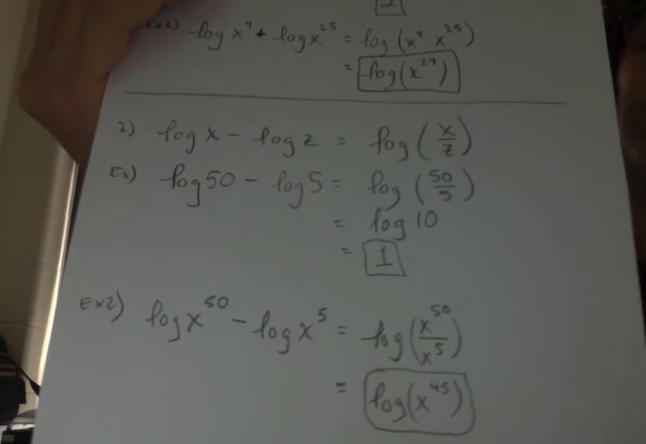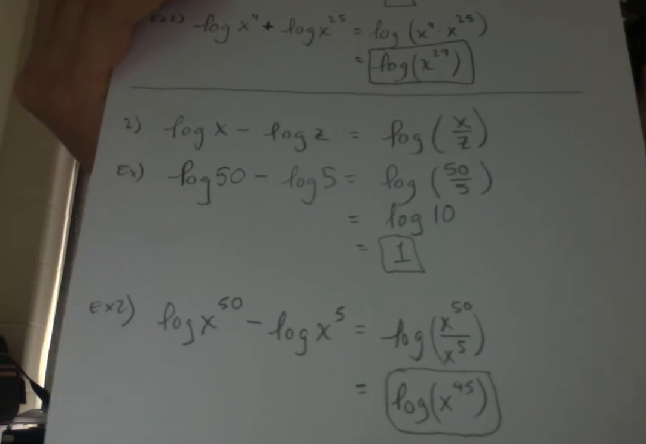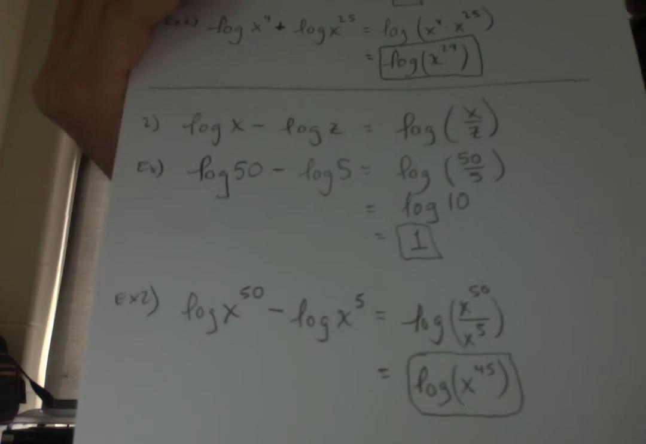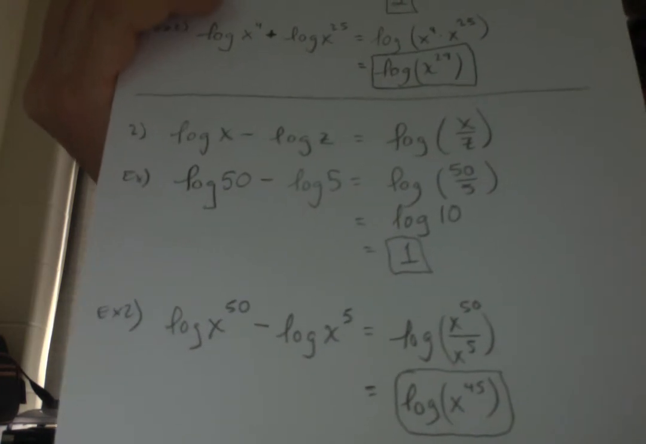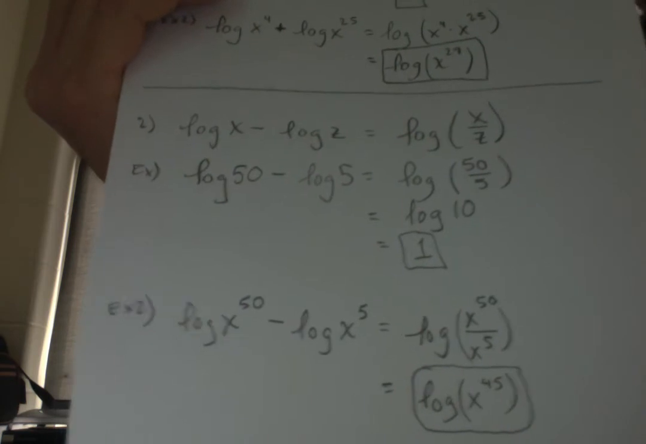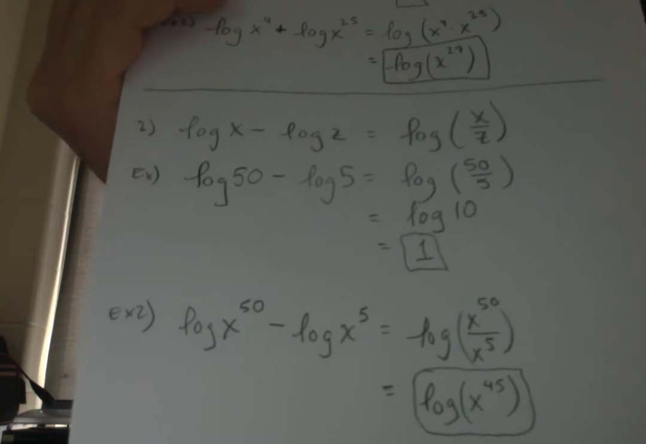Okay? We use these properties more often than not when we're solving log equations. Where you have more than one logarithm in an equation, which you'll see very soon, the first step is going to be to condense to a single logarithm and go from there. So knowing how to apply these properties is very important. All right?